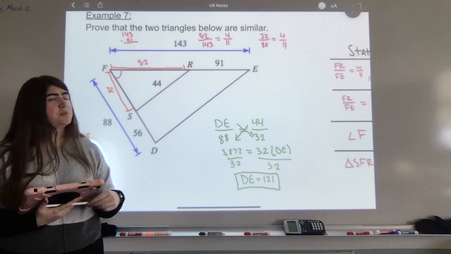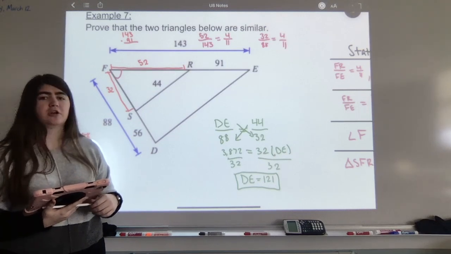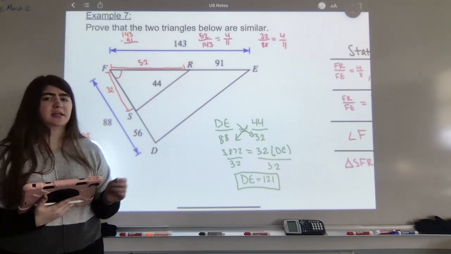We will pick back up with Section 3, where we'll learn a few more theorems and how to use them to solve for missing side lengths with a similar triangle.